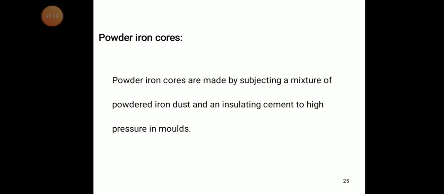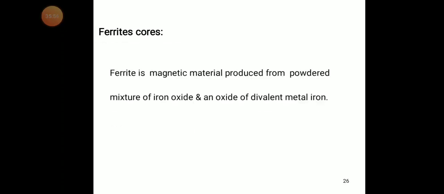So why we are using it is in order to avoid the losses in the core. If the core is a continuous core, eddy currents are produced in that core and that may damage or heat the transformer or inductors. In order to avoid this, we use another type of material called a powdered iron core. Powdered iron cores are made by subjecting a mixture of powdered iron dust and an insulating cement to high pressure in molds.